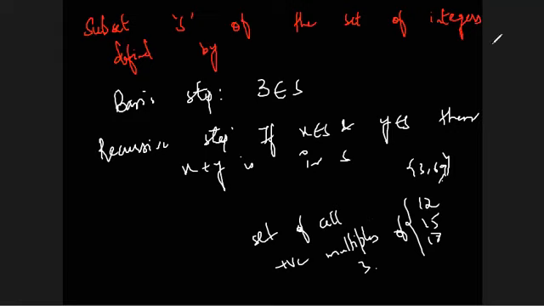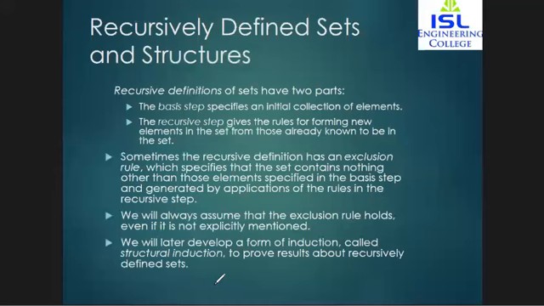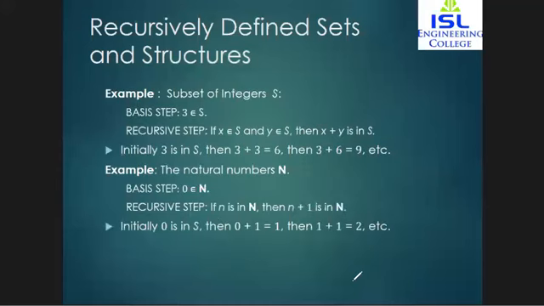Okay, so this is the subset of integers where your basis step was 3 belongs to S. Let's see the same. So over here, basis step, recursive step, we were adding x plus y, and this continues. Now what about the natural numbers N? 0 belongs to N, and if n is in N, then n plus 1 is also in N. So we will keep on adding plus 1, and this continues. So this is how we are constructing sets which are recursively defined.